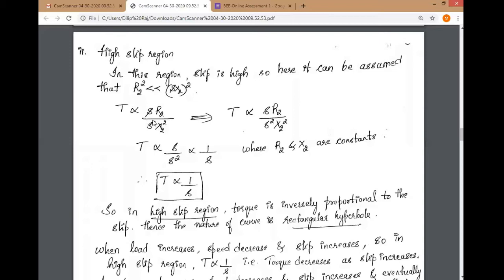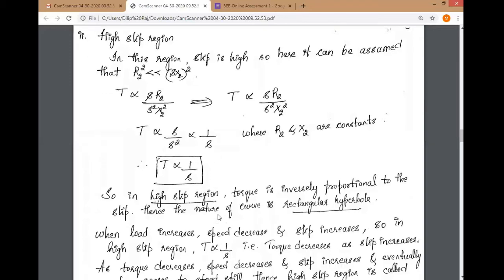So now torque is directly proportional to slip into R2 by S square into X2 square. Slip in the numerator gets cancelled with the slip in the denominator. So we are left with R2 by S into X2 square. Now, because these are constants, they are winding constants, resistances and reactances at standstill are constant, the relation between torque and slip will be 1 by S. So torque is now inversely proportional to slip. In the high slip region, the torque is inversely proportional to slip, and the nature of the curve for this region will be a rectangular hyperbola.